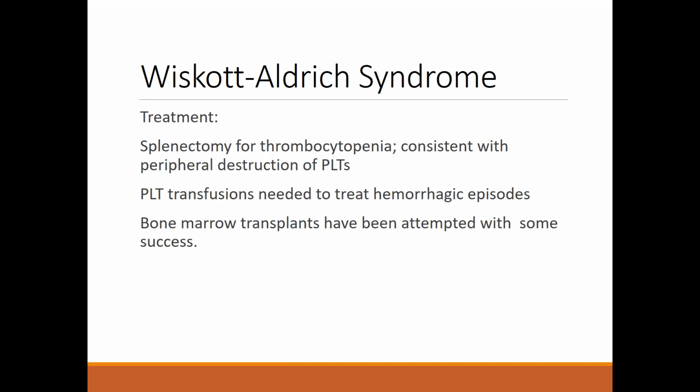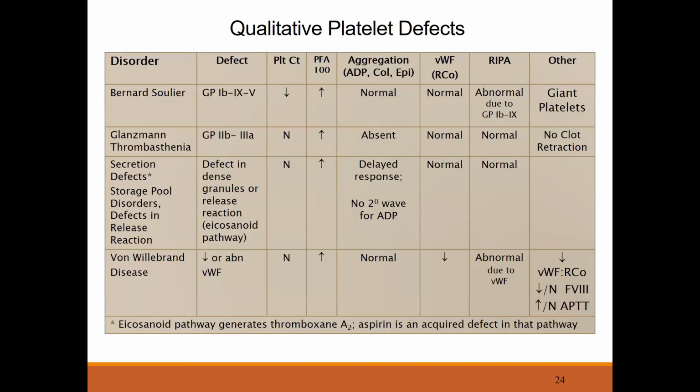Because there is platelet sequestration here, one of the treatments for thrombocytopenia for this particular patient is going to be splenectomy, especially when there is lots of platelet destruction and sequestration. When there are moderate to severe bleeding episodes, platelet transfusions will be needed, and bone marrow transplants have been attempted with some success. Okay, so that's Wiskott-Aldrich syndrome.